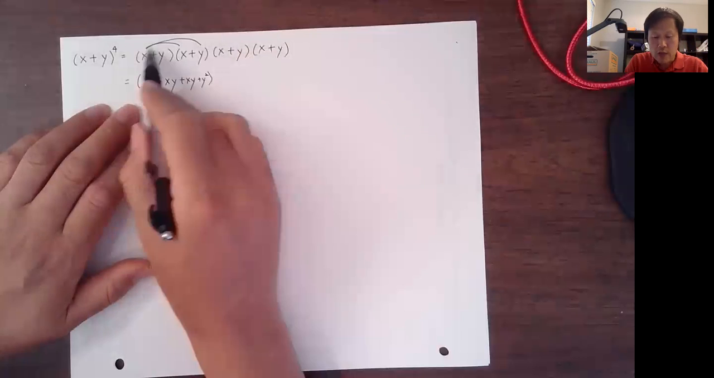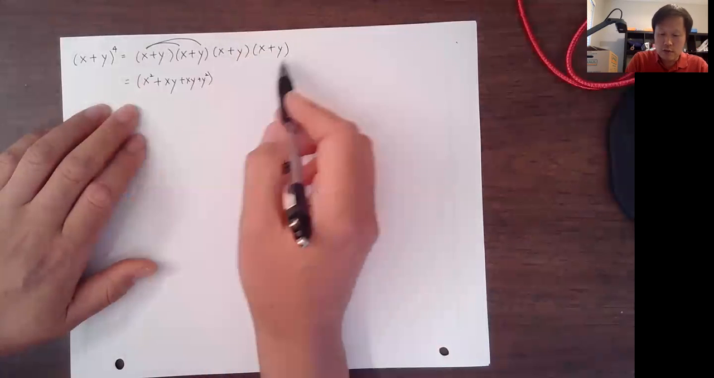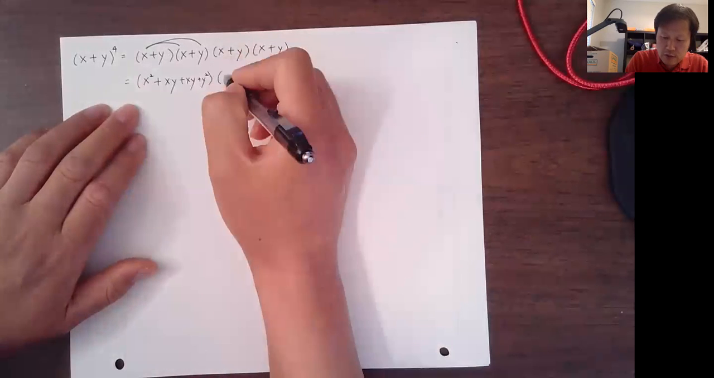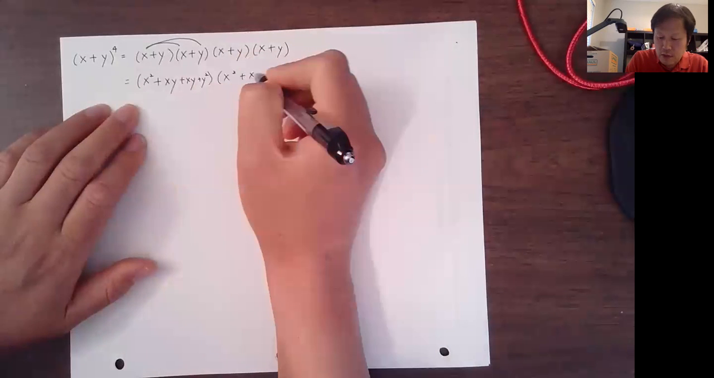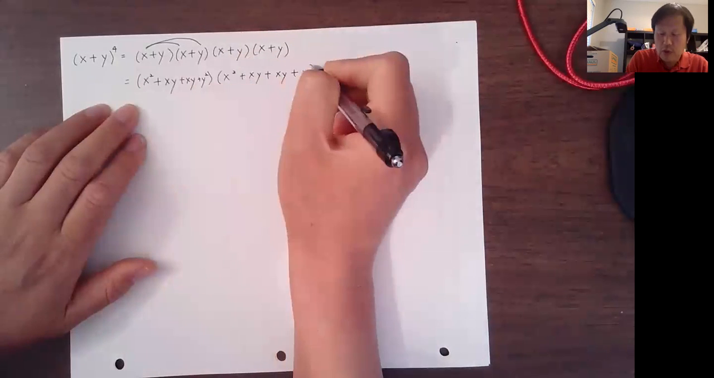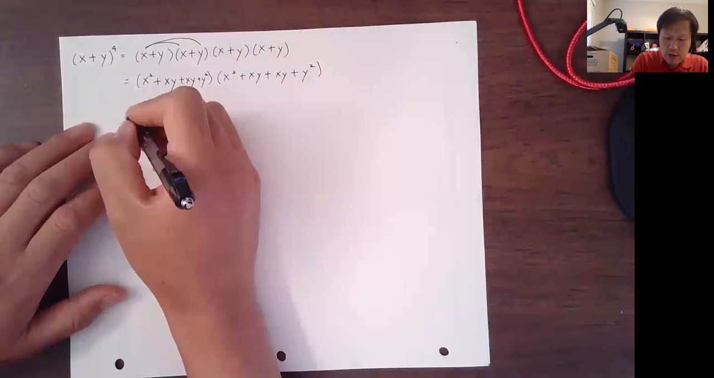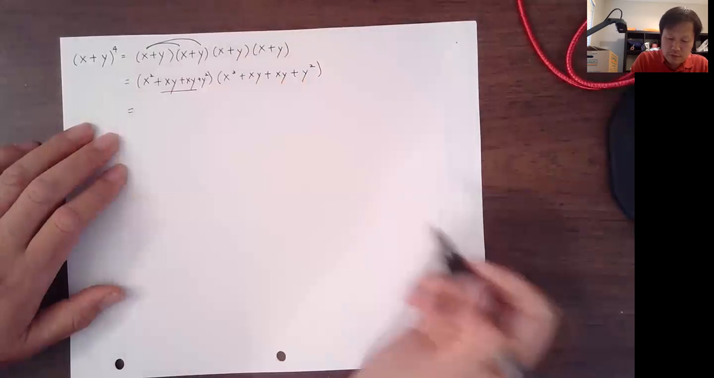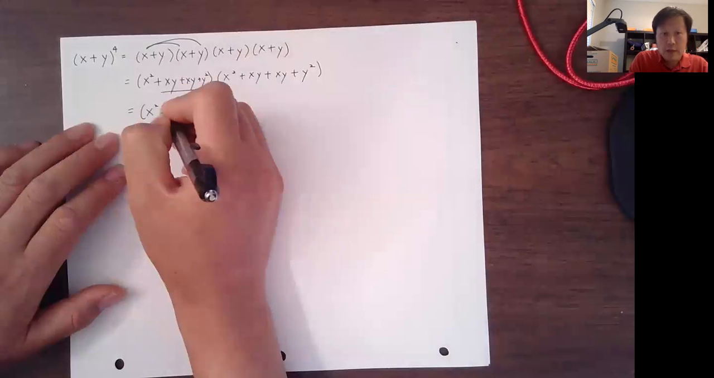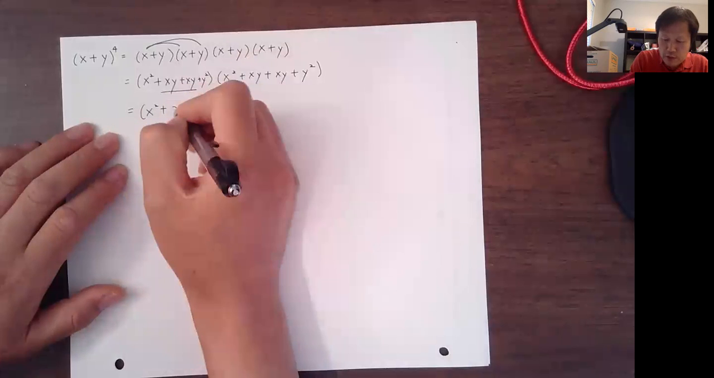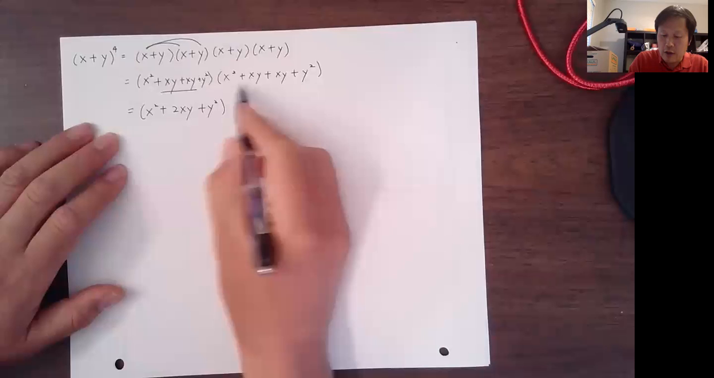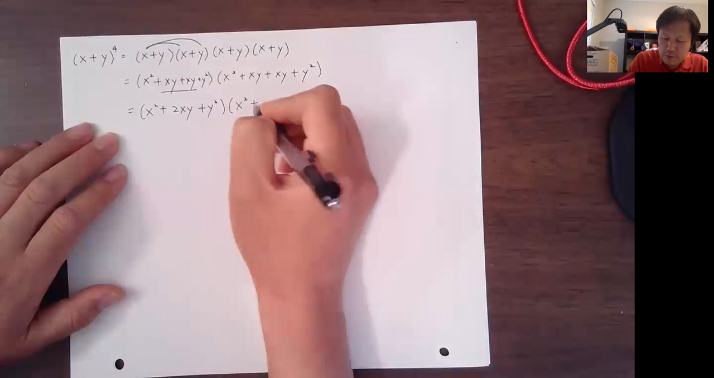If you distribute that, you will get this. If you distribute this, you will get something similar: x squared plus xy plus y squared. If you simplify, you combine like terms here. xy plus xy will be 2xy plus y squared, and you have exactly the same terms here.